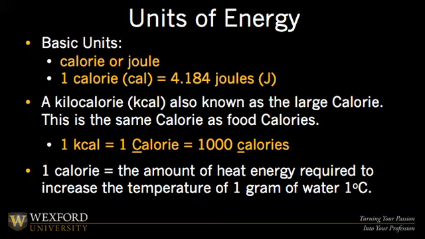Now, the units of energy are as follows. There's basic units, which are a calorie or a joule. So 1 calorie is actually equal to 4.184 joules. A kilocalorie, also known as the large calorie, is the same calorie as food calories. So 1 kilocalorie is equal to 1 calorie with a large C for food calories, which is equal to 1,000 small c calories, which is the basic unit of energy. So 1 calorie with the small c is the amount of heat energy required to increase the temperature of 1 gram of water 1 degree Celsius.